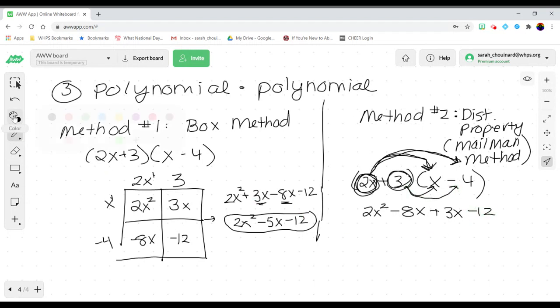And so you can see right here, this thing I got in the box method is the same exact thing that I got using the distributive property, aka mailman method. And so we finish by combining like terms, and we get the same answer either way. So you get to pick which method you prefer for multiplying polynomials.